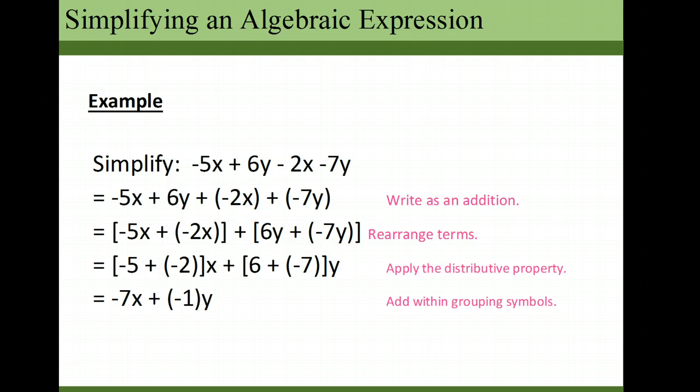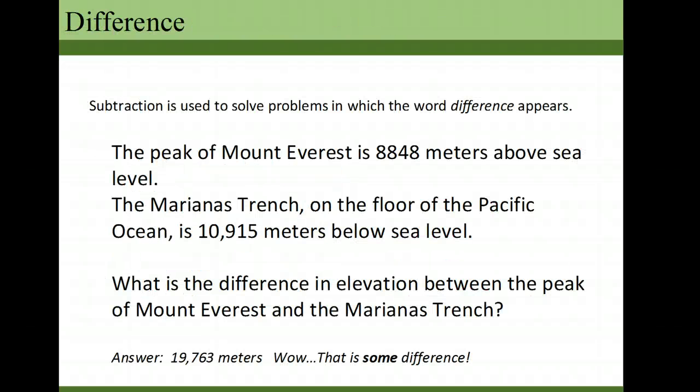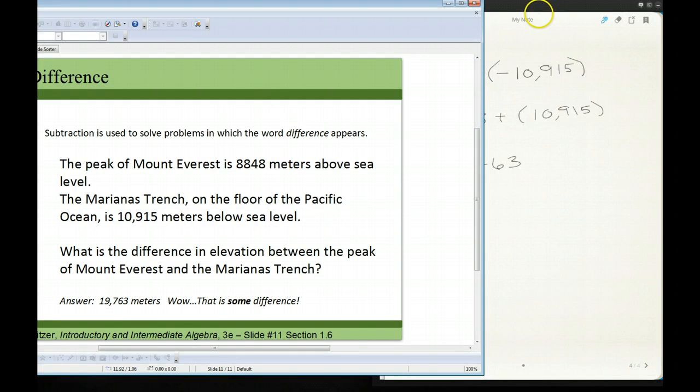All right. Let's go to a final example, just in terms of an application example. Let's notice here that subtraction is often used to solve problems. Actually, it is used to solve problems in which the word difference appears. So the peak of Mount Everest is 8,848 meters above sea level. The Marianas Trench on the floor of the Pacific Ocean is 10,915 meters below sea level. What is the difference in elevation between the peak of Mount Everest and the Marianas Trench? I know they give us the answer right here, but let's see exactly how we work out the answer.